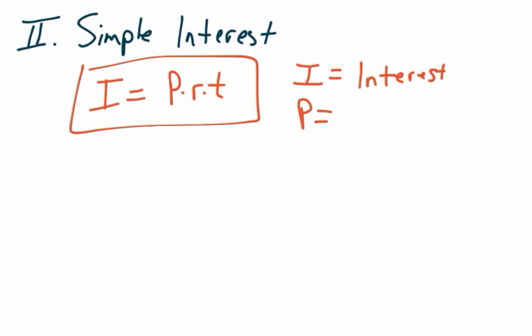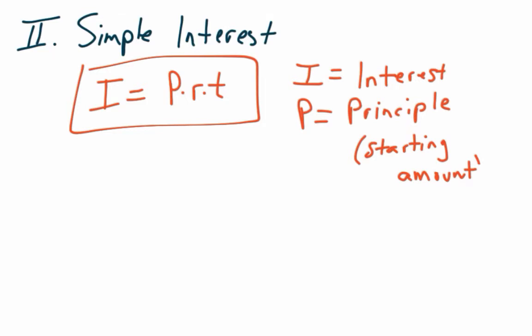P is going to be the principal. I've seen principal spelled both ways when it comes to money. I'm going to stick with P-R-I-N-C-I-P-L-E, although I think our book does it the other way. But most people, I think, spell it this way. But that's going to be the starting amount. So that's going to be that amount of money that the bank loans to you or the amount of money that you put into your savings account.